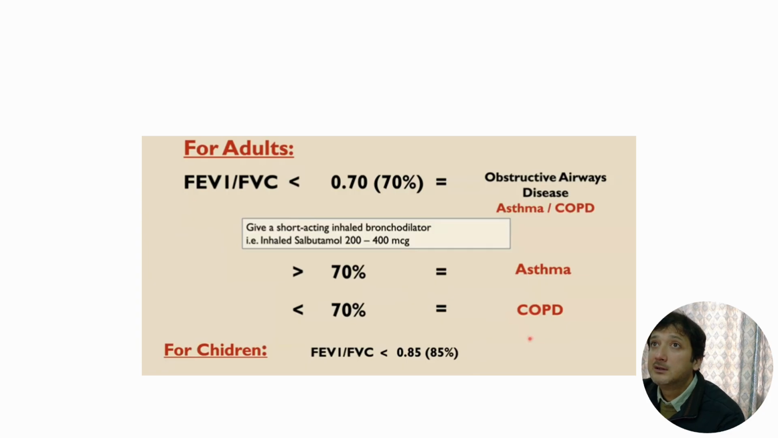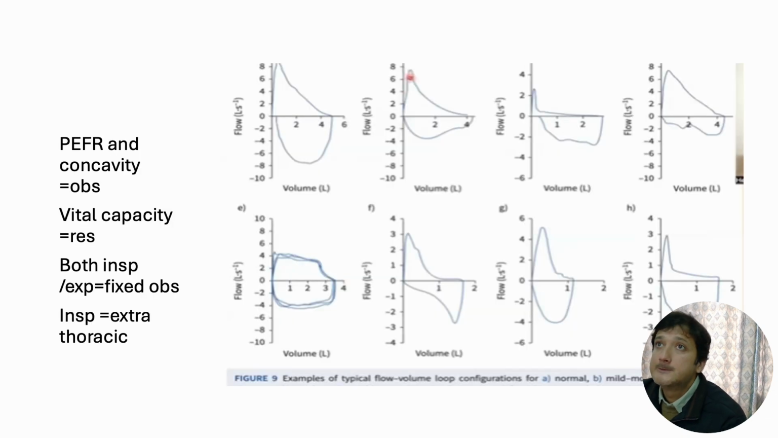As you can see, for adults, FEV1/FVC less than 0.70 is obstructive, and it's seen in asthma. So these are some of the patterns. It's the same as we have studied before.